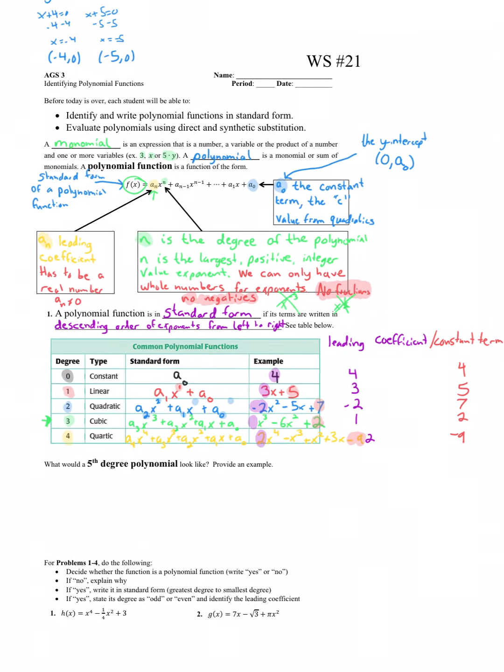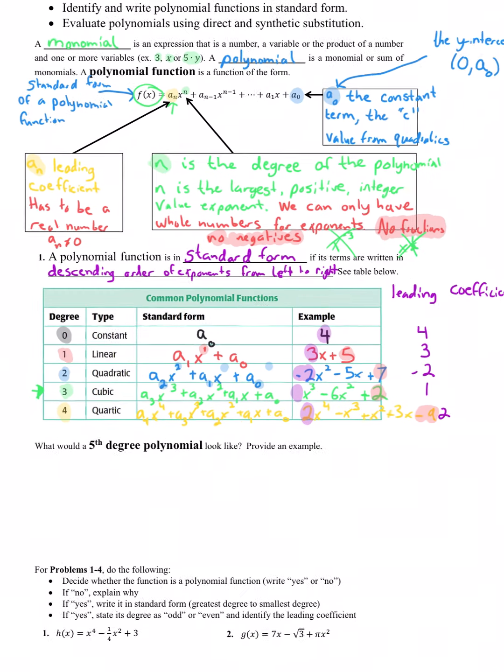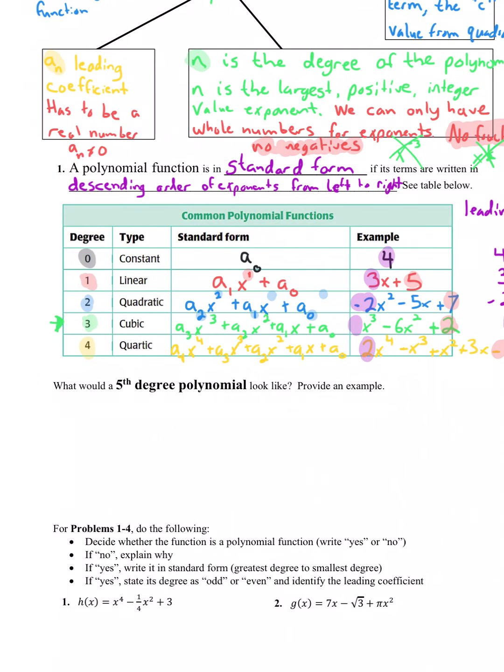So from any polynomial function, just by looking at it, we got to get good at identifying the leading coefficient, the constant term, and also what's the degree of the polynomial, which is by looking at the very first exponent, if it's in standard form. Those are the 3 things we're going to be practicing in just a second here. First though, what would a 5th degree polynomial look like? What I want you guys to do is write down a standard form 5th degree polynomial, like what we were doing up here, and then write down an example of it. Okay, so go ahead and do that now. Take a minute to do that.